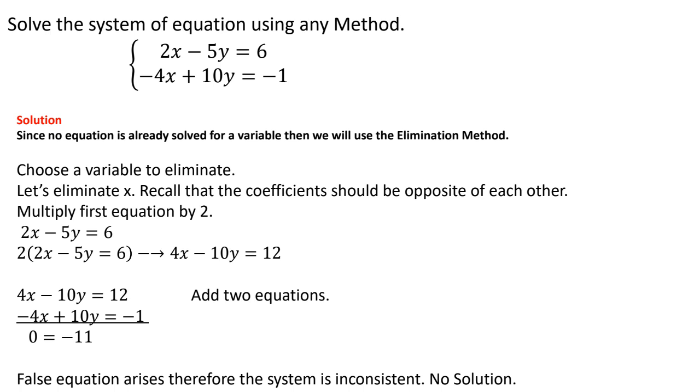They have no solution. So whenever you have this scenario, where you have a false statement when you're doing the elimination method, this means that we have what's called an inconsistent system, meaning that these two lines do not intersect and there is no solution.